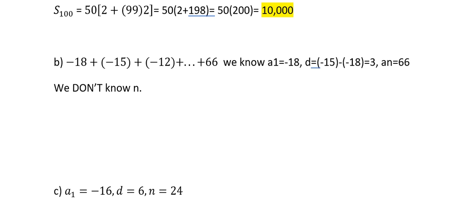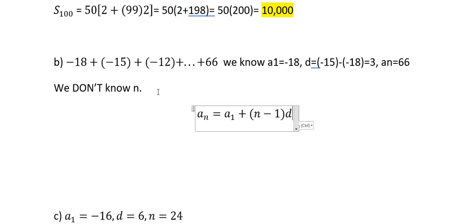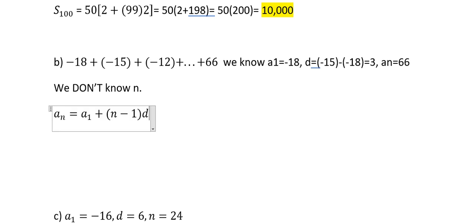So we're going to use our standard form. Okay, so what do we know? We know A sub n, that's 66. A sub 1 is negative 18. We don't know n. We do know D is 3. So now the only variable missing is the n, and we can solve for that.